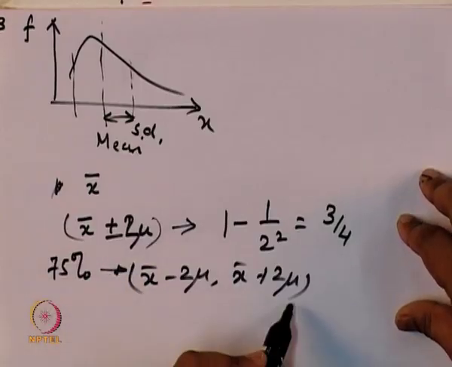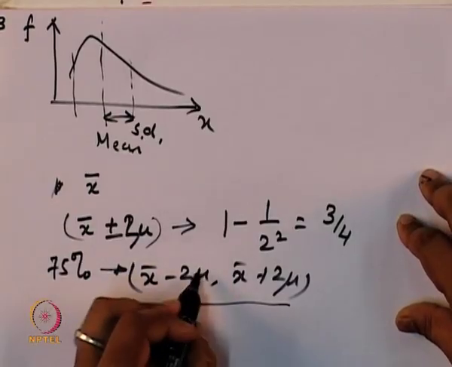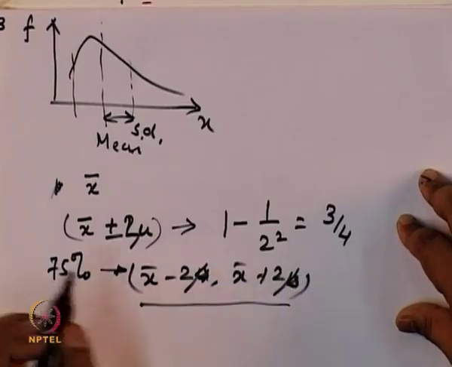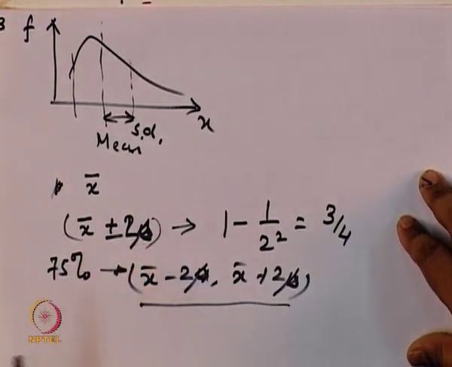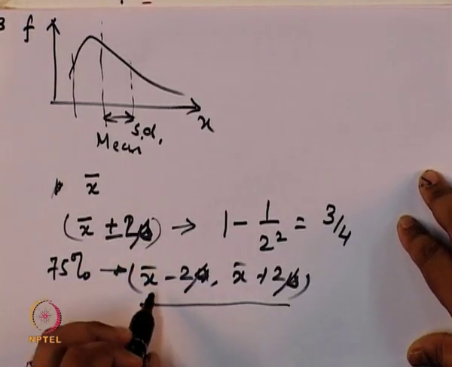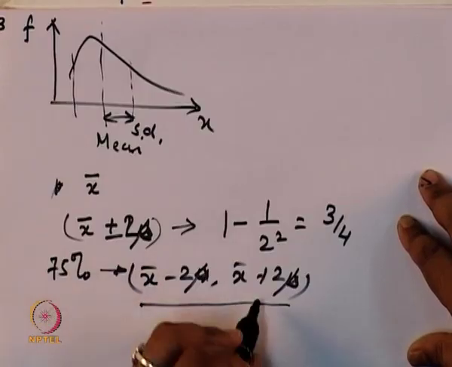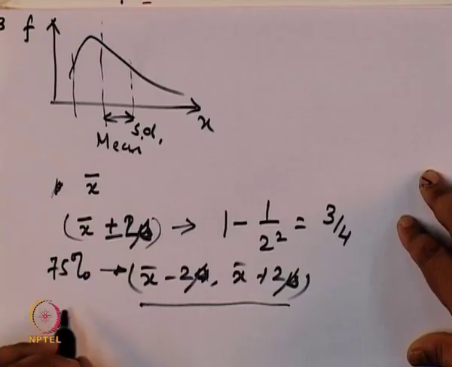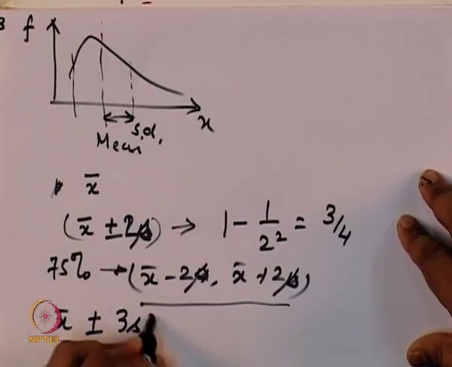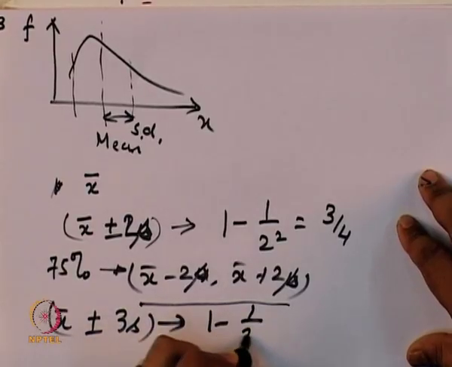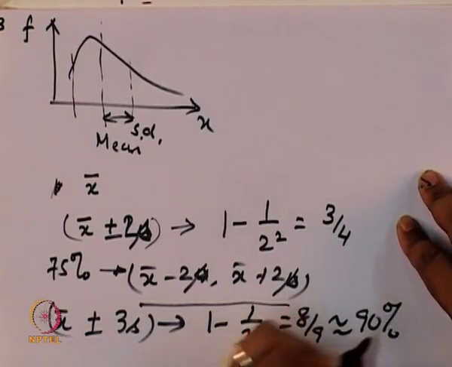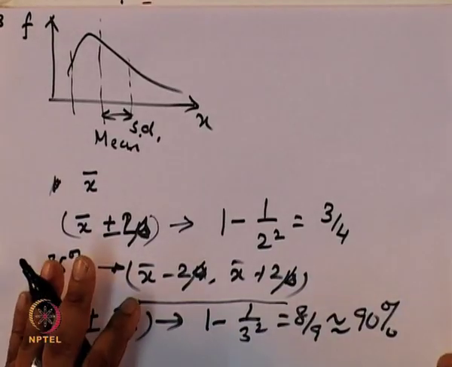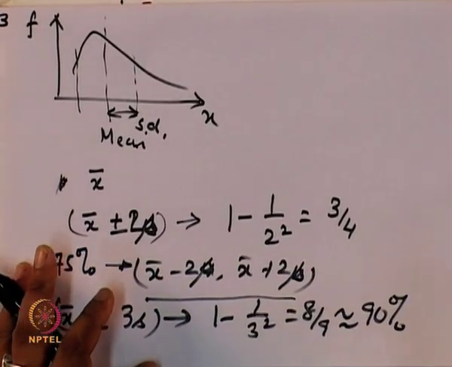Sorry, this is just the standard deviation s. Okay. So, 75% of the population will lie between x bar minus 2s and x bar plus 2s. Similarly, if you put k is equal to 3, then for x bar plus or minus 3s, you have the value 1 minus 1 by 3 square equal to 8 by 9, which is roughly 90% of your data lying within 3 standard deviations of your mean. So, this is Chebyshev's theorem.